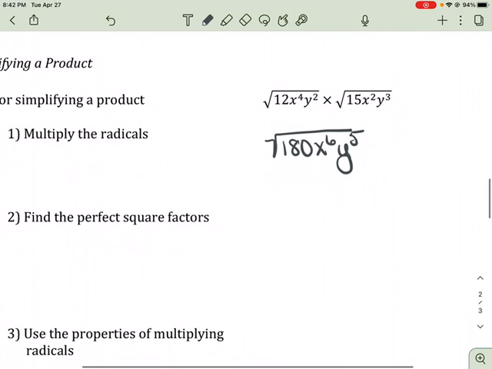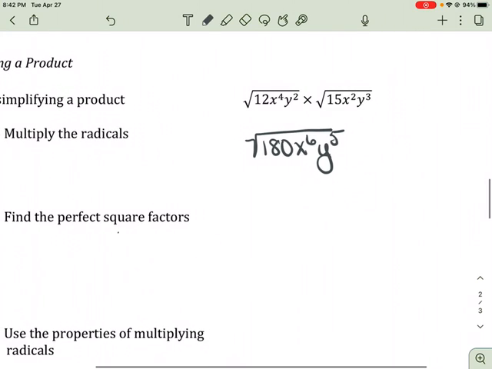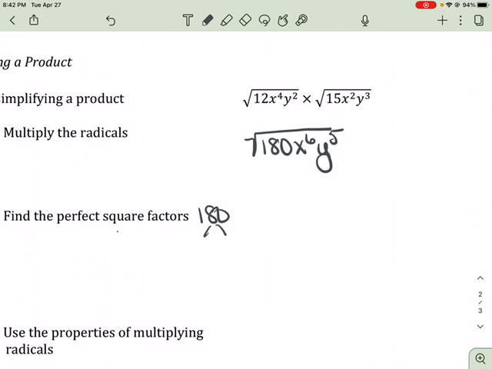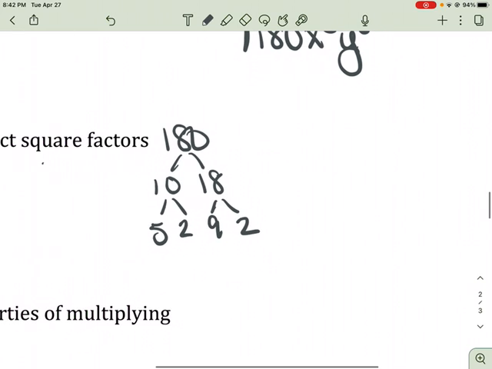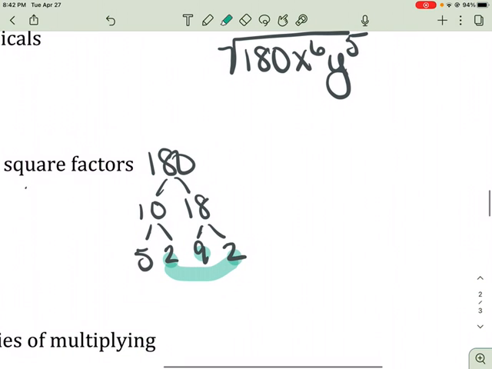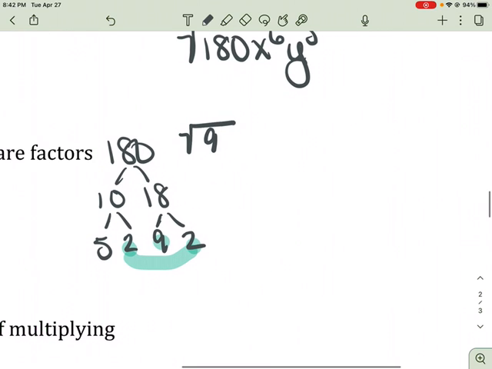So we're going to start with our number, 180. First thing that comes to me is 10 and 18. Keep going, so 5 and 2. 18 is 9 and 2. Okay, I'm going to stop there because I know 9 is a perfect square. But I also have a pair of 2's, and that's totally okay. So I can break this down: square root of 9, square root of 4, square root of 5. So you can have multiple factors that are perfect squares, and that's totally cool.